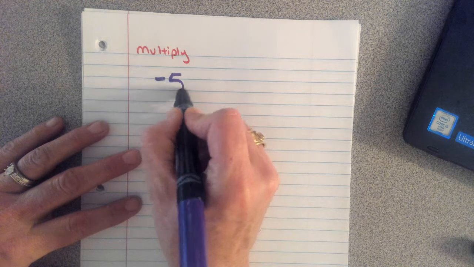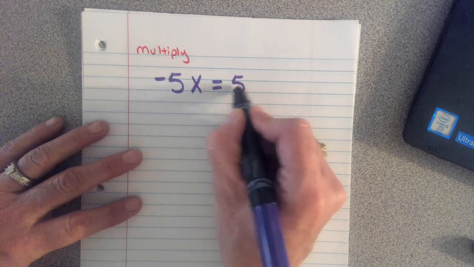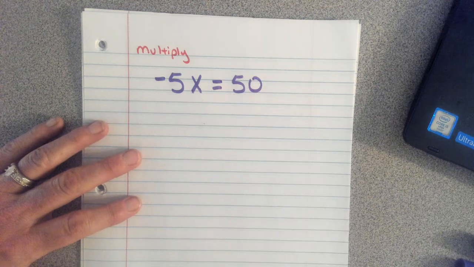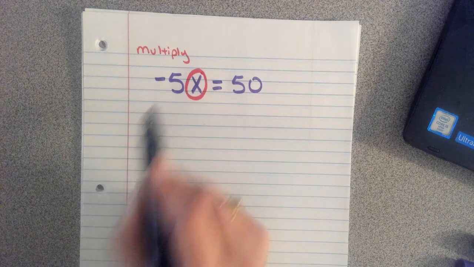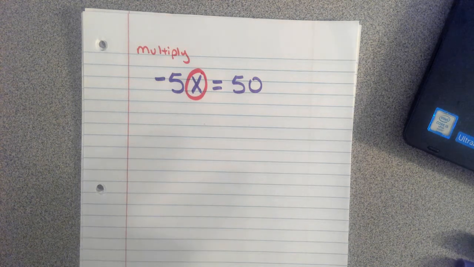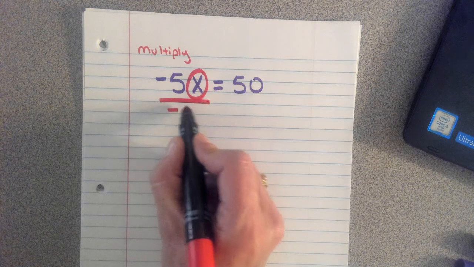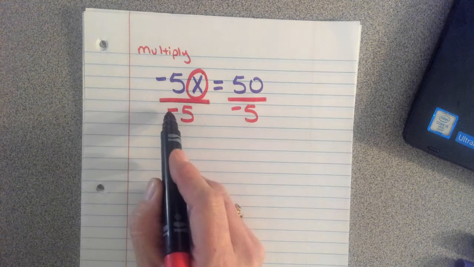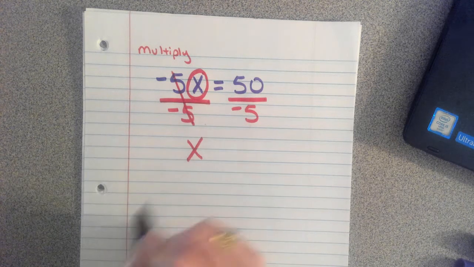Alright, example is negative 5 times x, when they're next to each other that means times, equals 50. So negative 5 times something equals 50. In order to find out what that is, I have to get the x all by itself again. Now if I'm multiplying x times negative 5, the opposite operation would be not to multiply but to divide. So I'm going to divide both sides by negative 5. Negative divided by negative is a positive, and 5 divided by 5 is 1, giving me 1x all by itself.